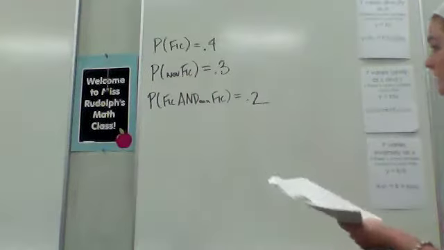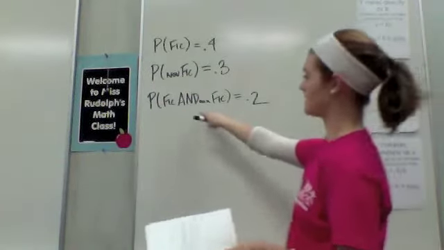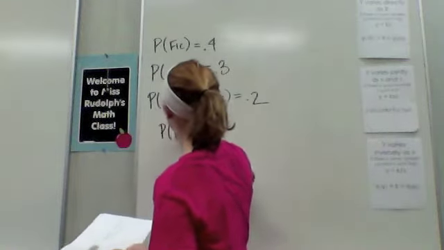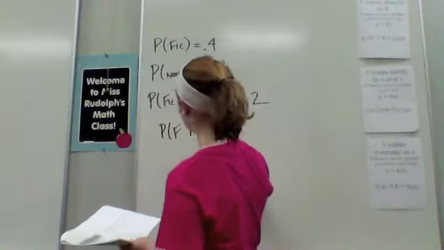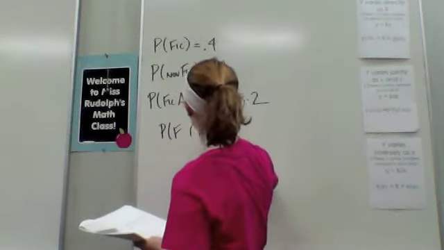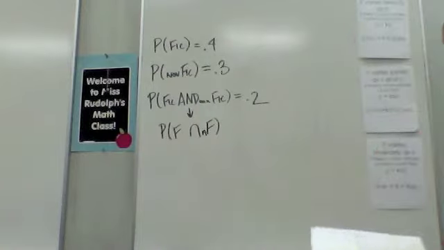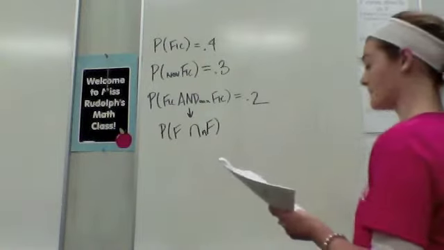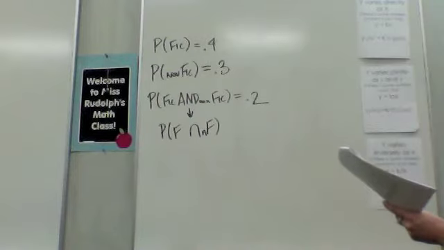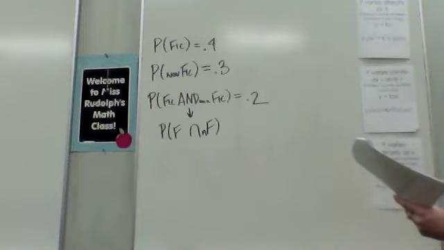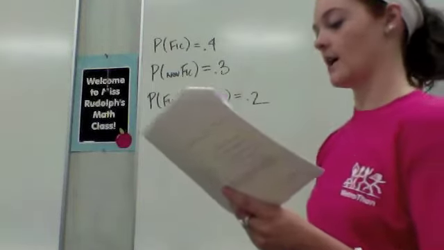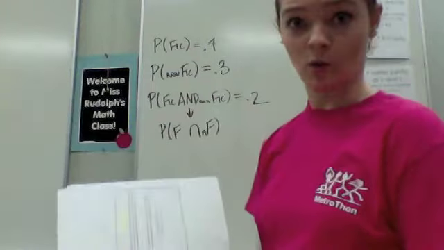Something that we could also rewrite this as, the probability of fiction and nonfiction, is that we could write this as the probability of fiction intersection nonfiction. And remember, and means intersection. Okay? What is the probability that the student checks out a work of fiction, nonfiction, or both?